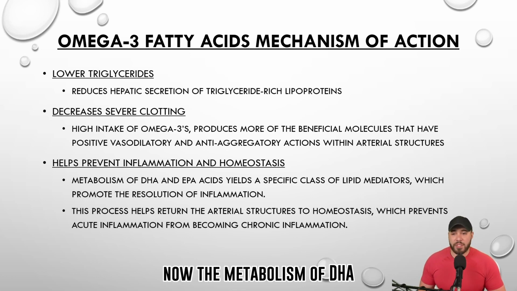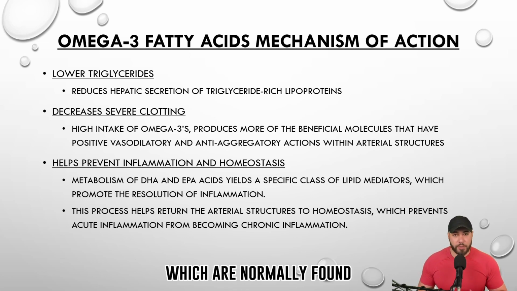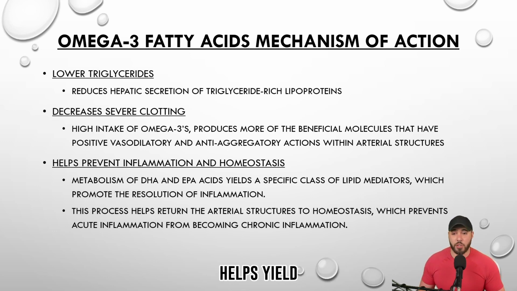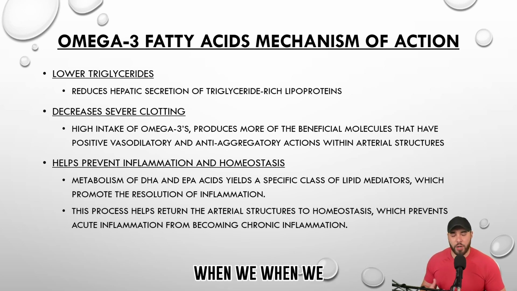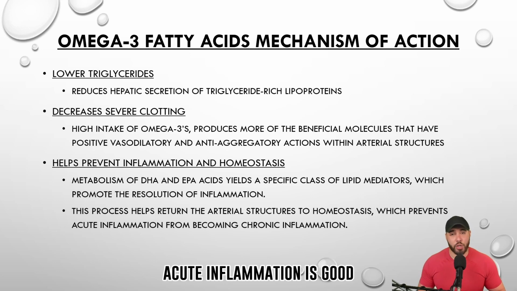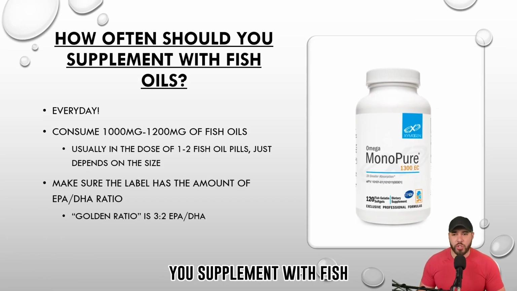Now, the metabolism of DHA and EPA acids, which are normally found in fish oils, helps yield a specific class of lipid mediators which promote the resolution of inflammation. This process helps return the arterial structures to homeostasis, which prevents acute inflammation from becoming chronic inflammation. This is important because it allows us to maintain the normal mechanism of action that our body's used to. When we are in a state of inflammation, our bodies tend to freak out a little bit more, we have a lot more issues, and we know that chronic inflammation can be a bad thing. Acute inflammation is good.